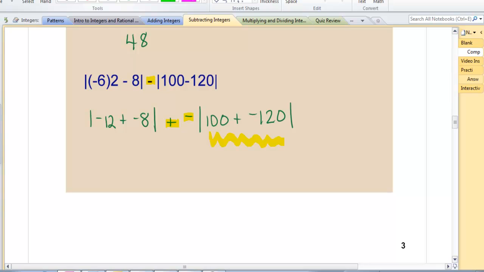So I'm going to work through this and make sure that you understand how to do this kind of problem. Negative 12 plus negative 8 is negative 20. Plus the opposite of 100 plus negative 120 is negative 20. And then the absolute value of negative 20 is positive 20, but then we have to put that opposite sign in front of it. So 20 plus negative 20 is 0.